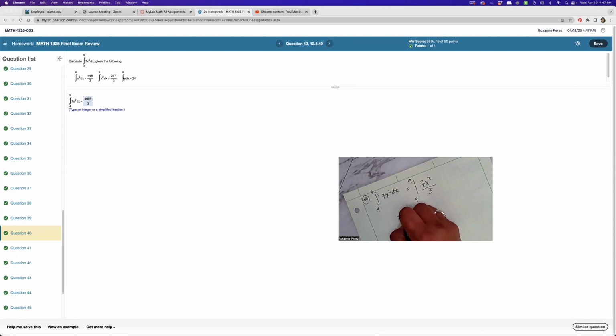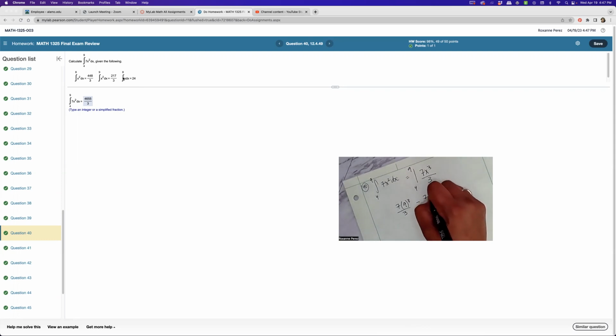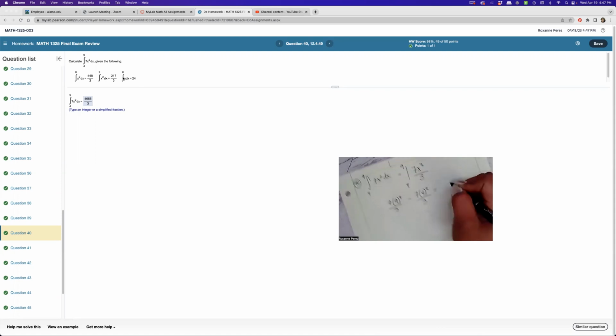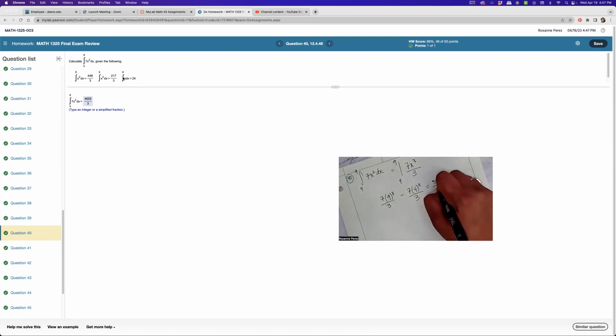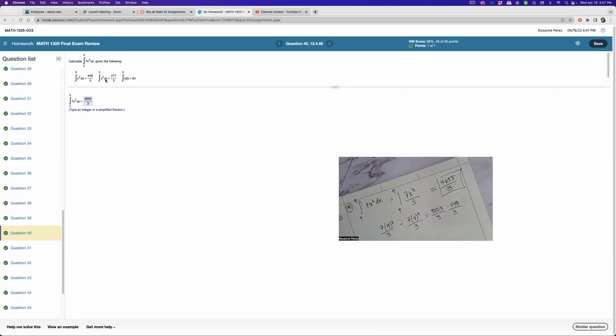We calculate these numbers: 7 times 9 cubed over 3 minus 7 times 4 cubed over 3 gives us 5103 over 3 minus 448 over 3, which equals 4655 over 3, and that's our final answer. I understand what they want y'all to do, but just do your integration rules, evaluate from the upper and lower limit, take the difference. You guys know how to do this.